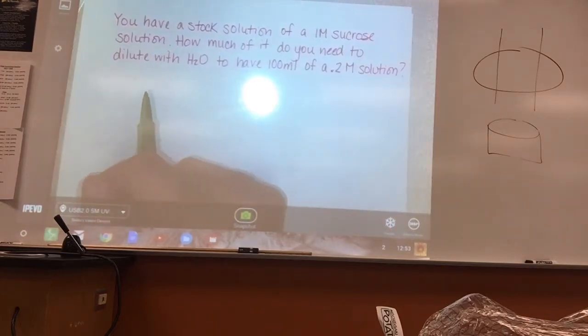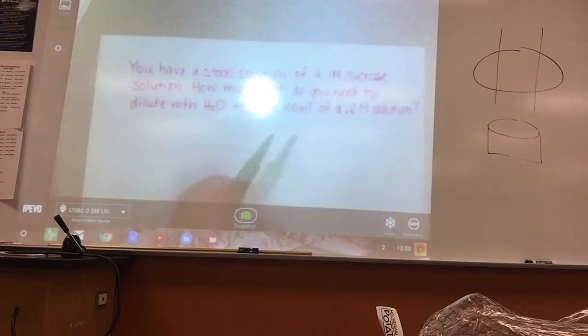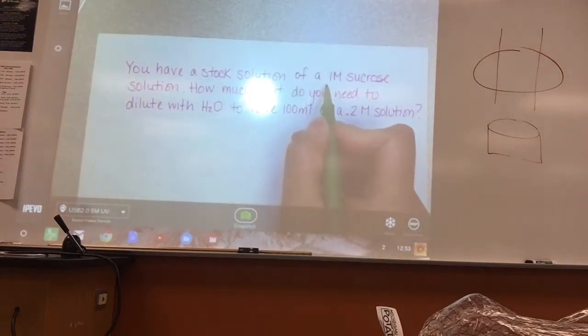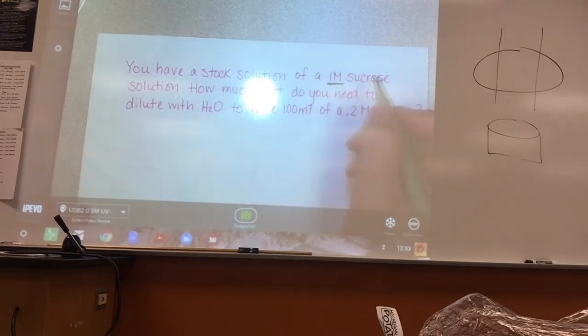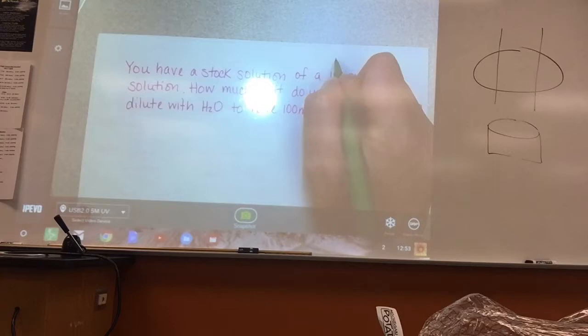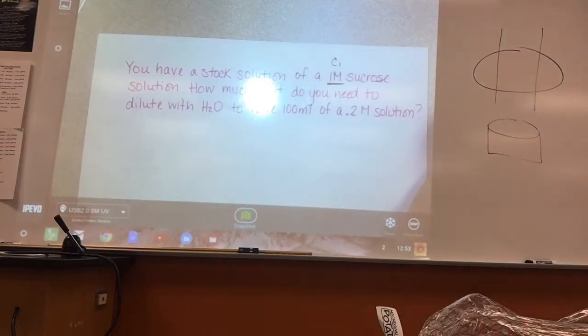So let's go over this together. Your stock solution is a 1 molar sucrose solution. So 1 molar, this is your original concentration. So 1 molar is your C1. That's what you start out with.